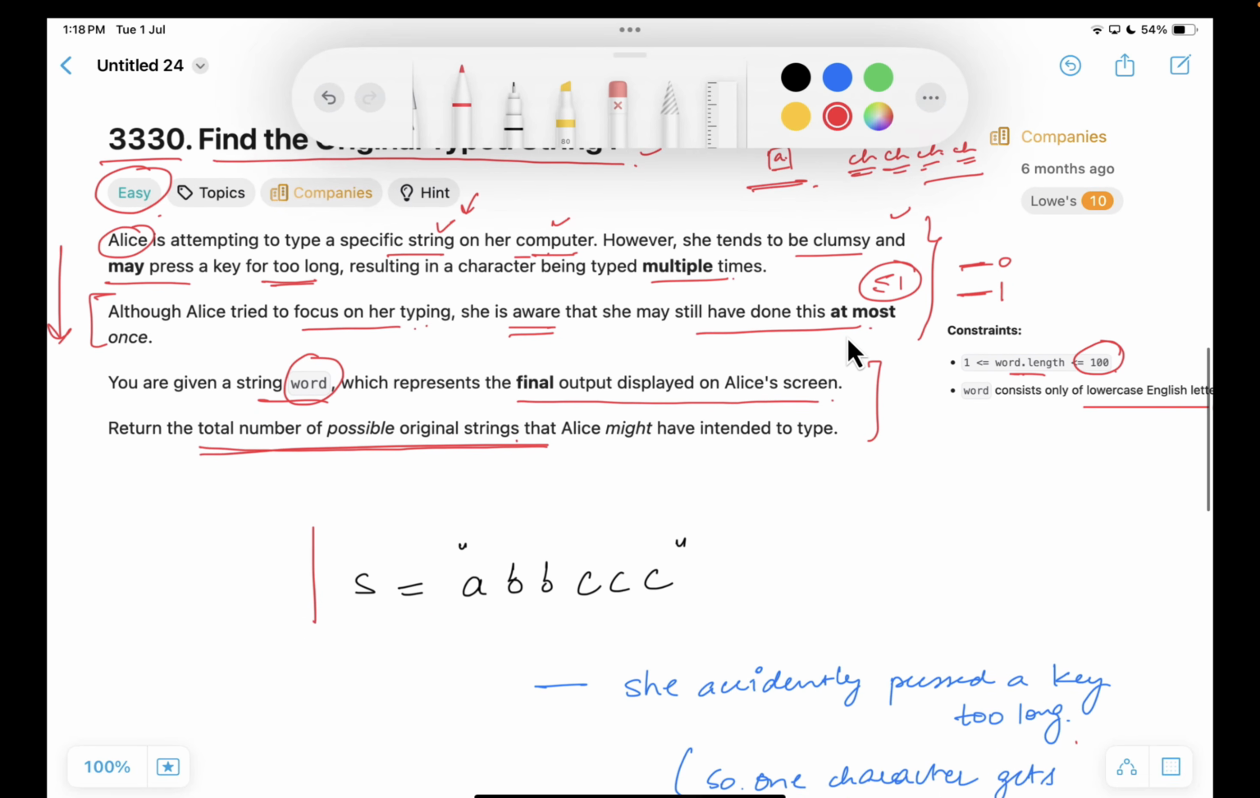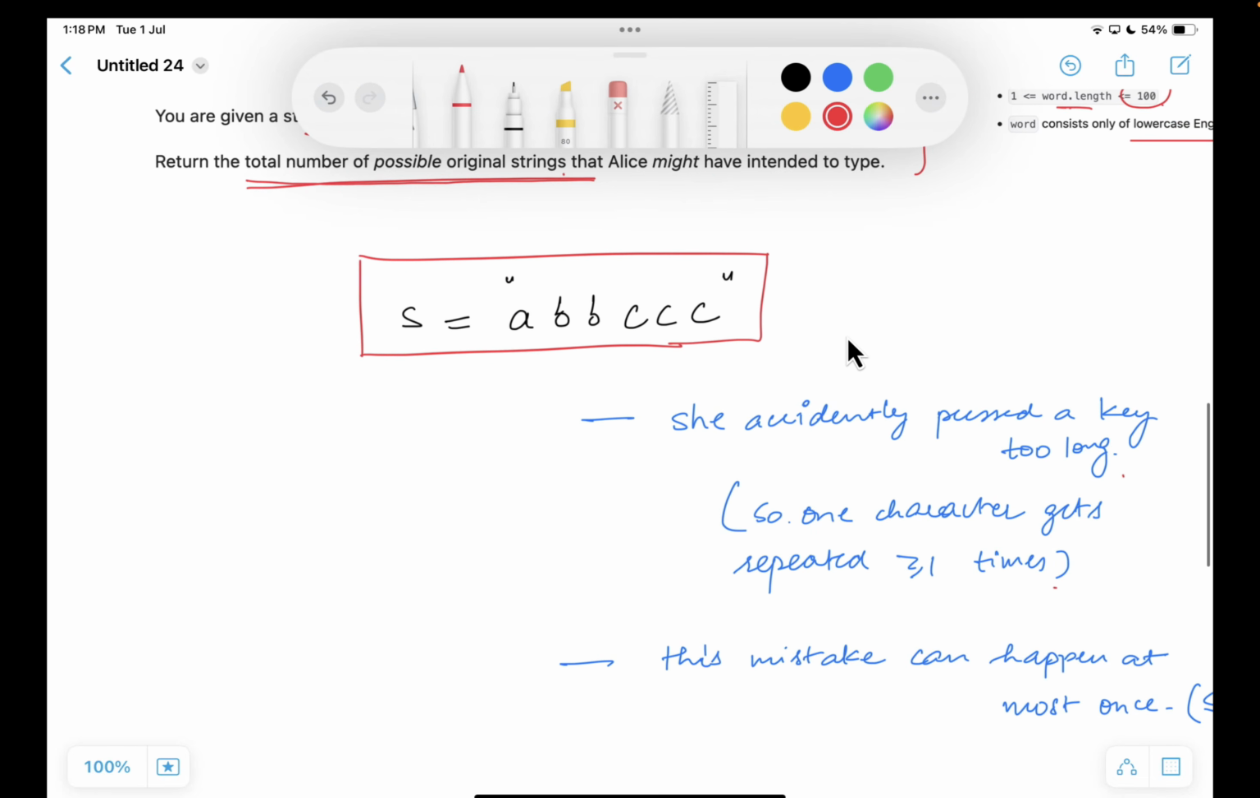Here this string is the word. She pressed A and A got typed. She pressed B, B got typed. She pressed B again, B got typed. But there might be a possibility that she wanted to press B one time, but it got typed multiple times because of the mistake. So this portion can be the mistake. Or she typed C, C, C, but there might be the possibility that she wanted to type C one time, 2 times, or 3 times. So C can also be part of the mistake.